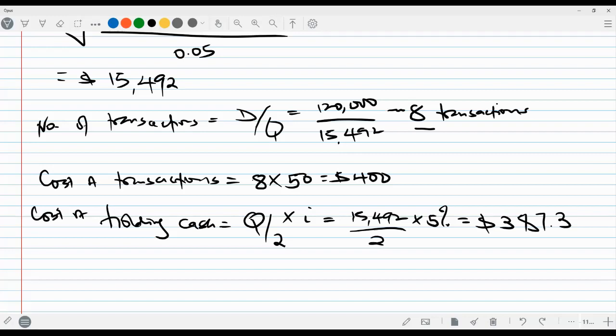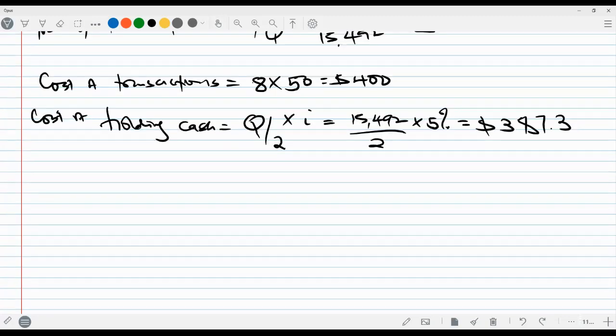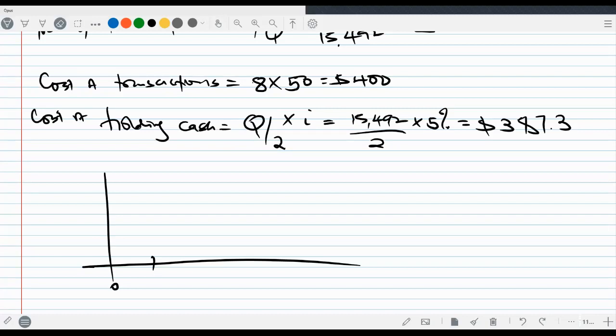Just a question. Sure. Would you kindly re-explain that cost of holding cash? What's the logic behind Q over 2 times I? Okay, say we're in the month of January, so we assume that the company has just begun. What excess cash do you have? 0. So this is January, this is February, this is March. You have 0 at the beginning of the year.